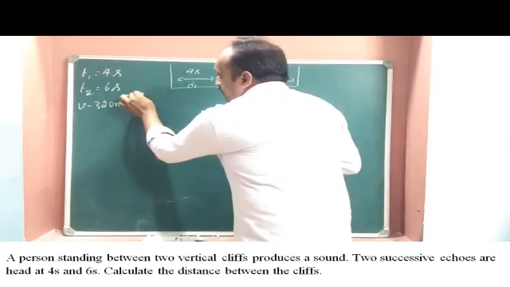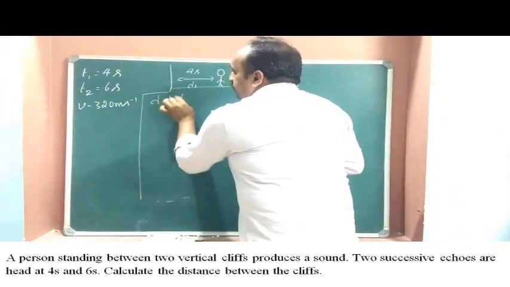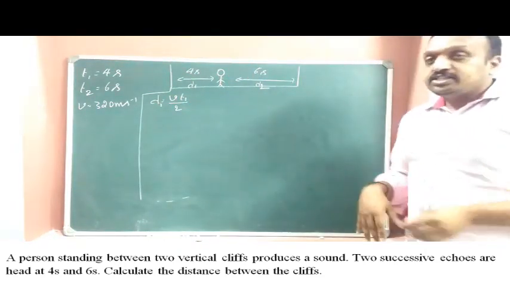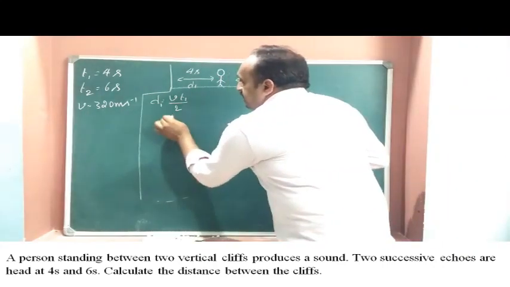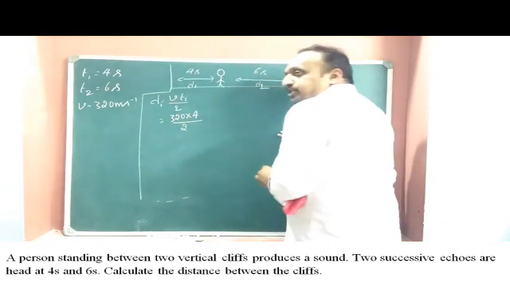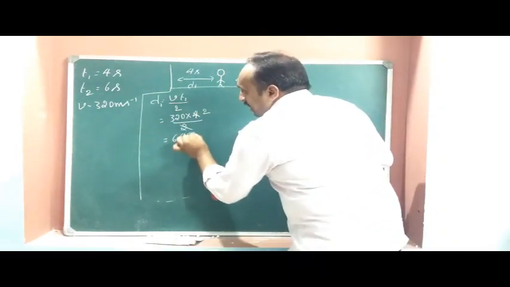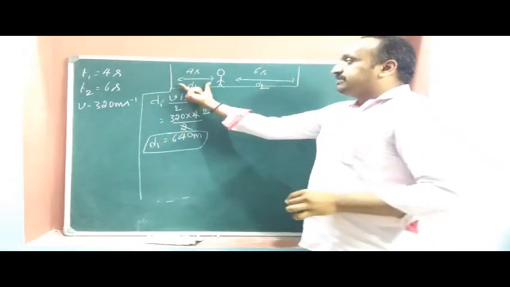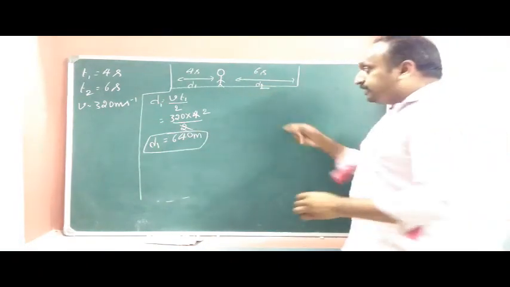So first condition, with the formula d equals Vt by 2, I will add subscripts 1 and 2. So d1 equals V into t1 by 2. See here, V is 320 into time t1, which is 4 seconds, by 2. 2 2s are 4, so it is 640 meters, that is d1. Clear?